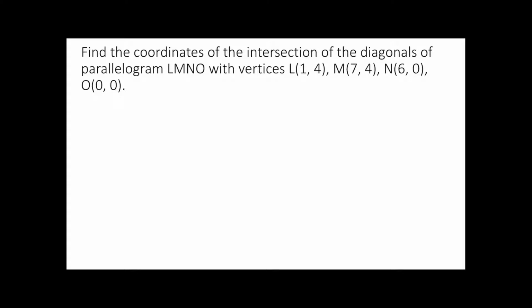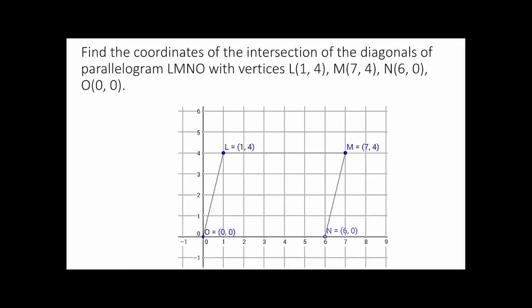We want to find the coordinates of the intersection of the diagonals of parallelogram LMNO with vertices L at 1, 4, M at 7, 4, and N at the ordered pair 6, 0, and O is at the ordered pair 0, 0. So if we graph these 4 points, we're trying to find the coordinates of the intersection of the diagonals. Diagonals go from vertex to its opposite vertex, vertex to its opposite vertex. So we can have a rough idea that we think it might be 3.5 over and 2 up, but we want to verify that algebraically or using our midpoint formula.